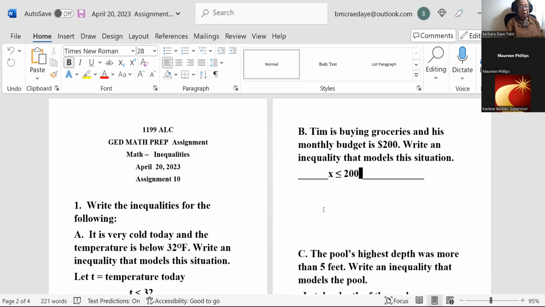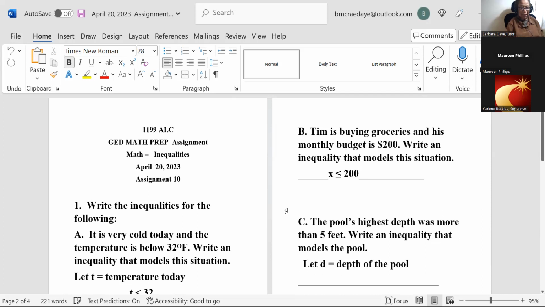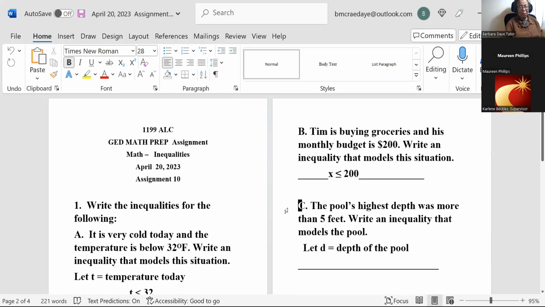Okay. All right, Maureen. Let's go to 1C. And what did you have for this one? Read that one. Tell me the answer. The pool's highest deck was more than 5 feet, right? Write an inequality, right? And I gave you the variable D. Very good, because I gave you the variable. And what's the inequality symbol? More than or equal.